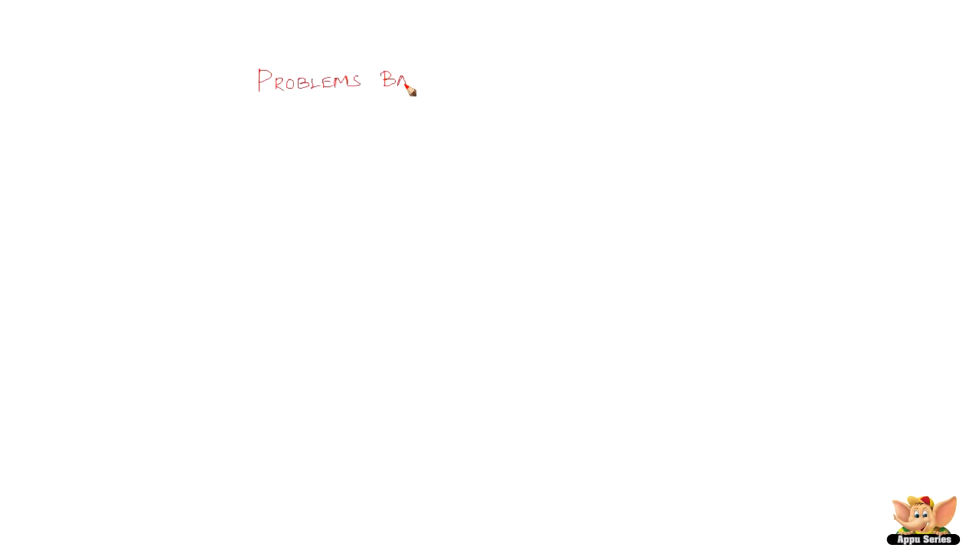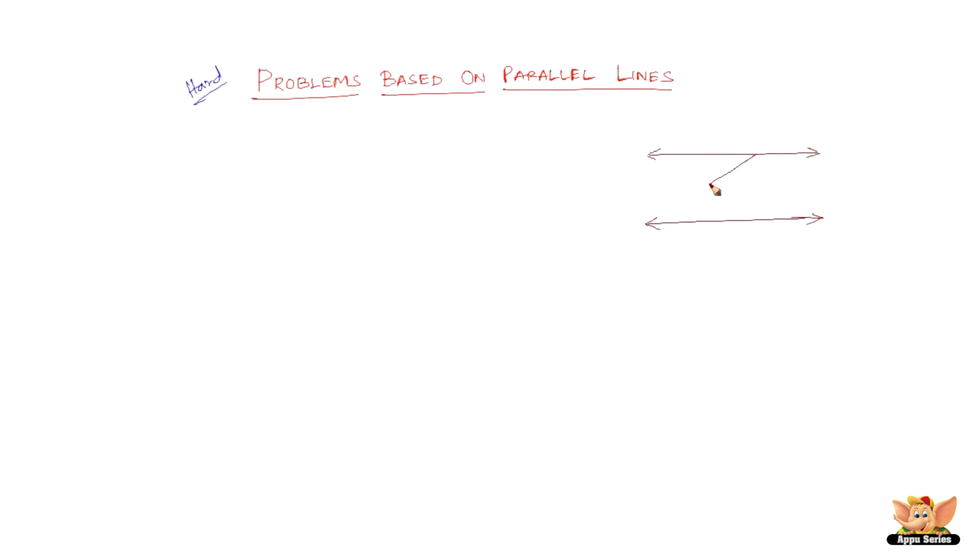Here, let us again solve problems based on parallel lines, only that it may be a little hard. Now, the question here is, in the given figure, we see that AB is parallel to CD. What we need to do is determine the angle A. So, how do we go about doing it?